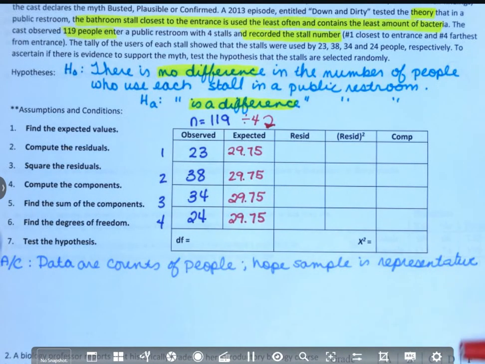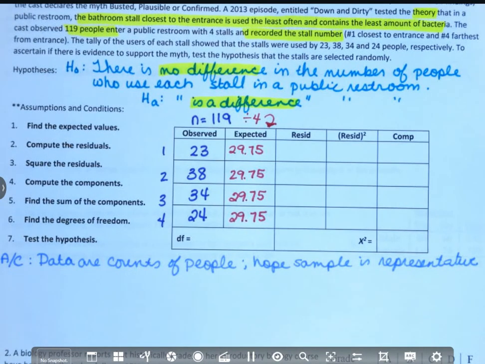So going back to our assumptions and conditions, what is my last assumption or condition for counted data? What did we say had to be true?